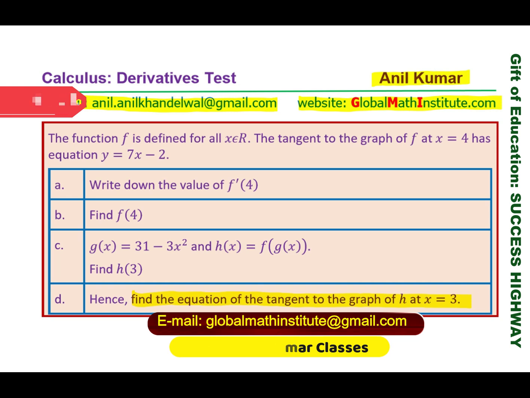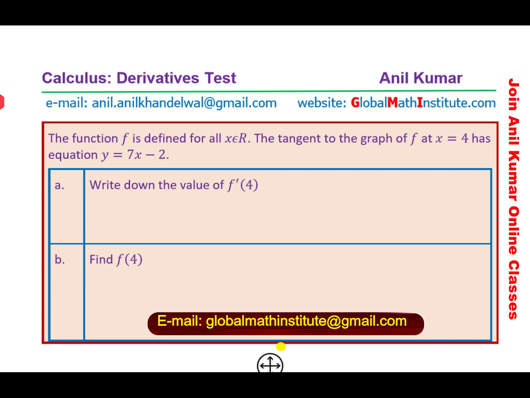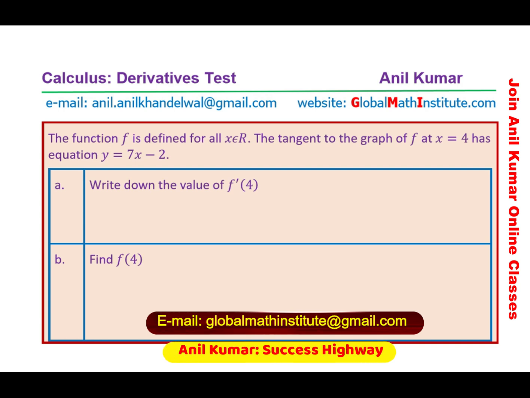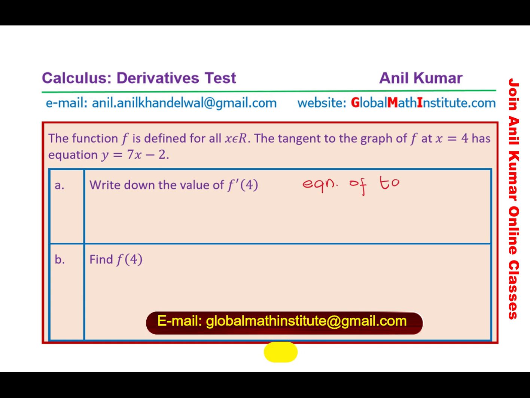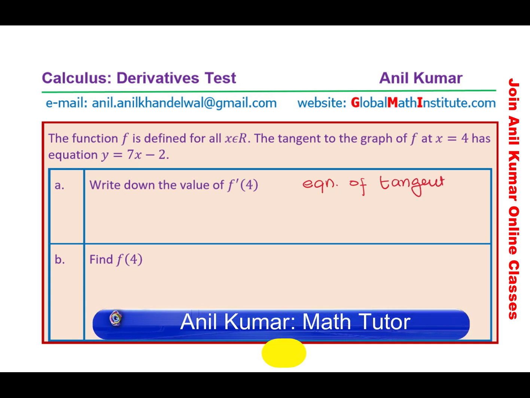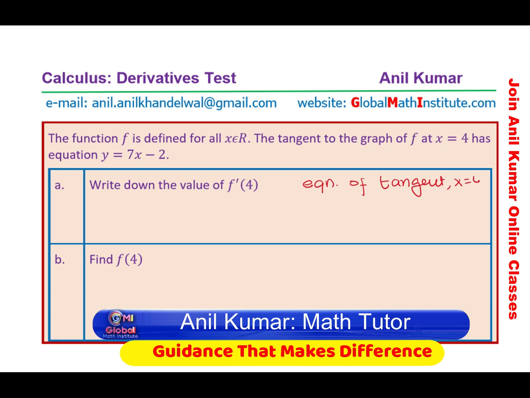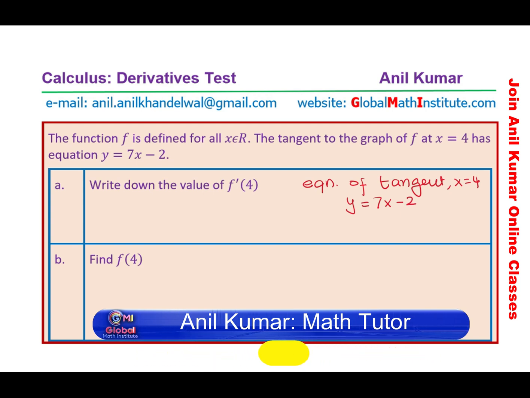Now, let's see the solution, starting from the very first question. Here, we are given that the function f is defined for all real numbers. The tangent to the graph of f at x equals 4 has the equation given. So we know the equation of the tangent, right? At x equals 4, this equation is y equals 7x minus 2. So this information helps us to find the answer.